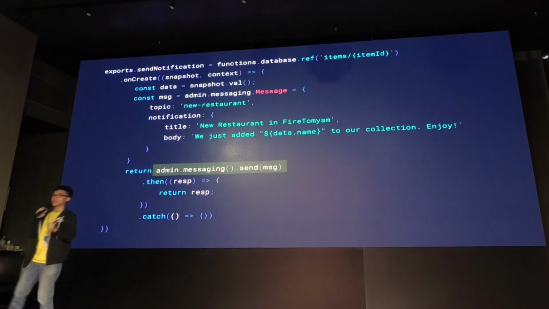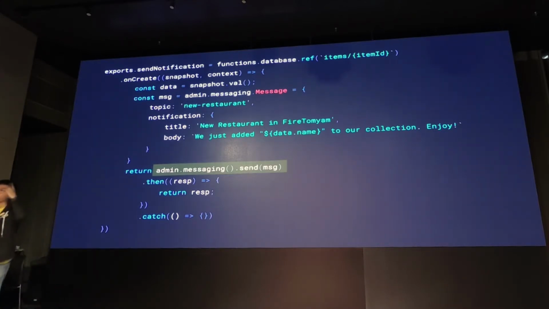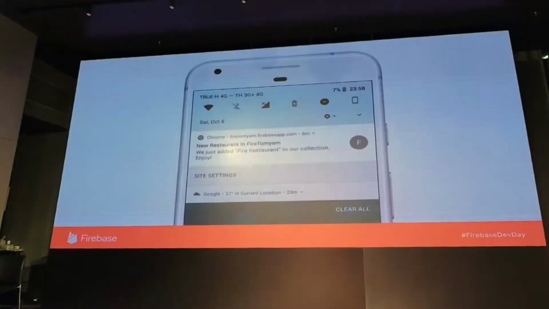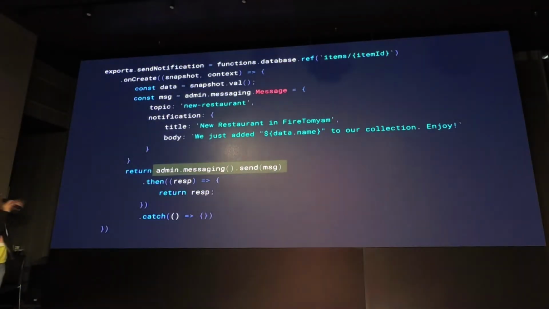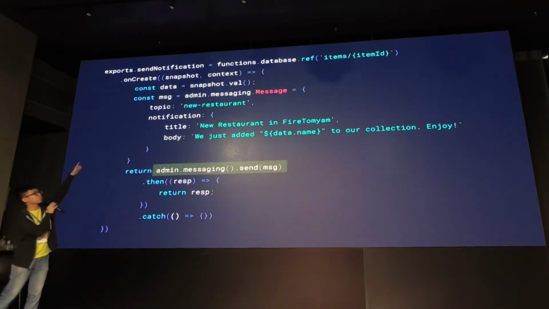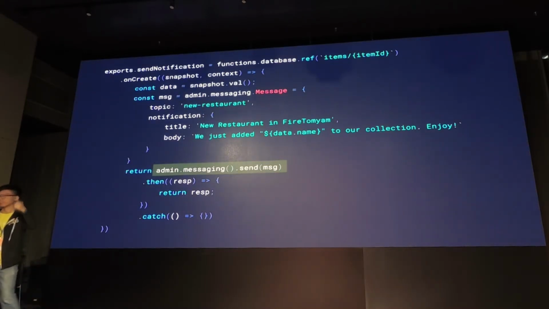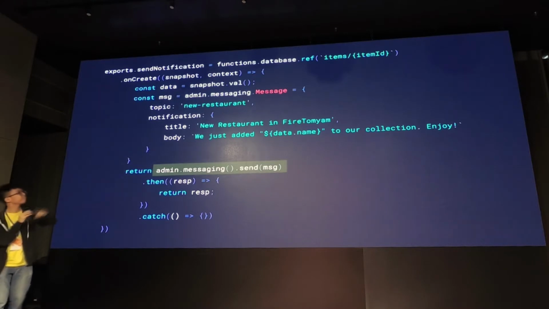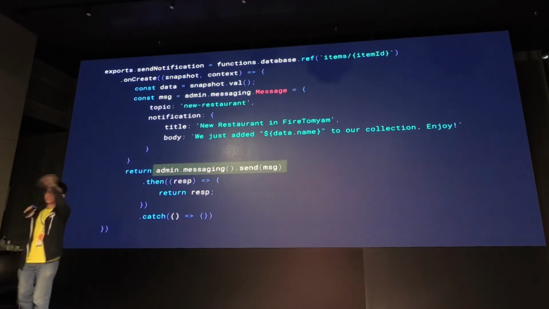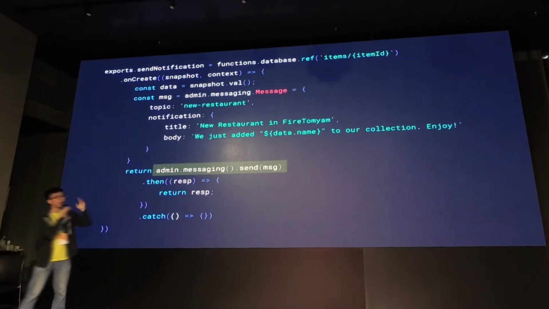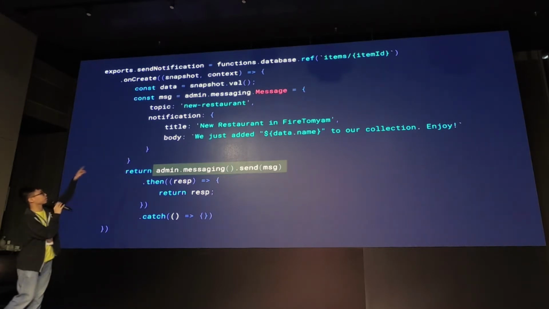But before we send it, we need to choose who we want to send to and what the content of the message is. So it's right here. You can see the messaging, the msg, the food one. The msg is equal to admin.messaging.Message. In this case, we set two things. One is the notification, which is the content that you see on the notification itself. And the second one is an interesting one, which is the topic.